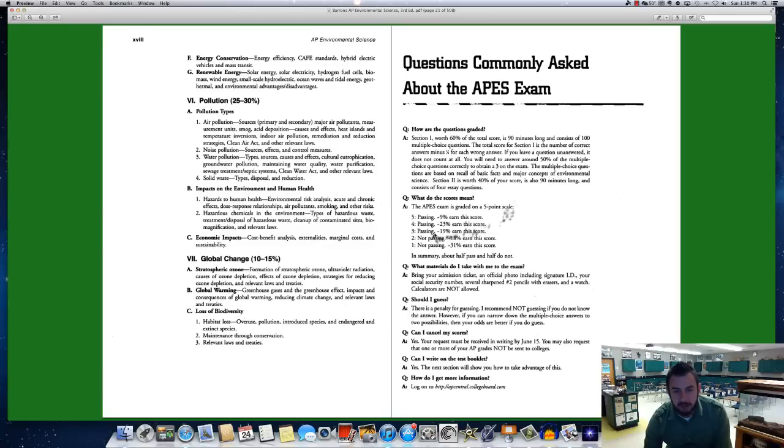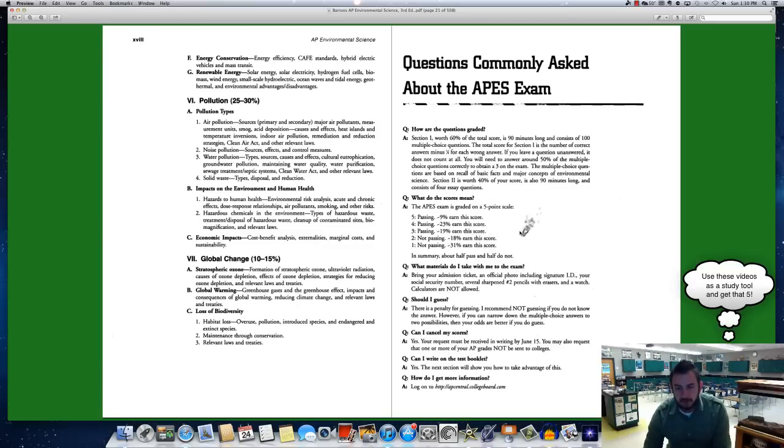Unfortunately, a 3 is also passing, and that was 19%. Now it has gone down, as far as these stats, to 15% earning this score. Not passing, getting a 2 is 25%, so that's gone up by 7%. And getting a 1, 31%, is actually 26%, so that's gone down. So just a little bit of a shift in those numbers.